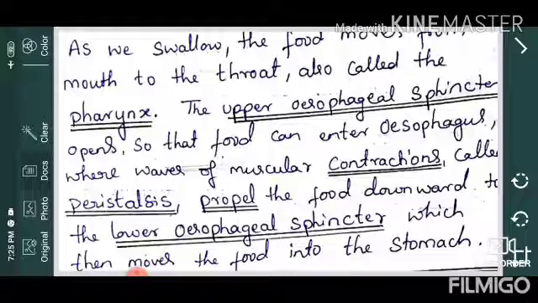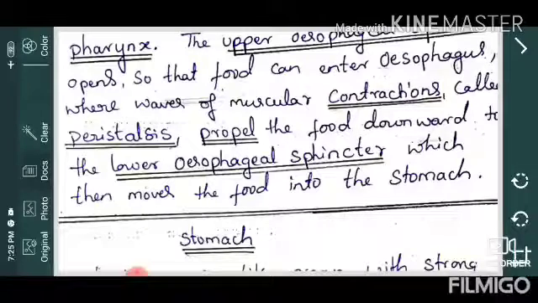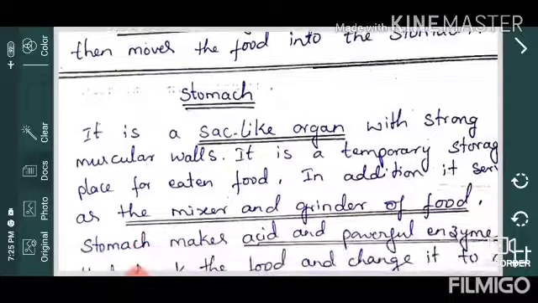The upper esophageal sphincter opens so that the food can enter into the esophagus, where waves of muscular contractions and expansions make the food pass through it, and this process is named peristalsis. Then they propel the food downward to the lower esophageal sphincter, which then moves the food into the stomach. The stomach is a sac-like organ with strong muscular walls, a temporary storage place for the food we eat.